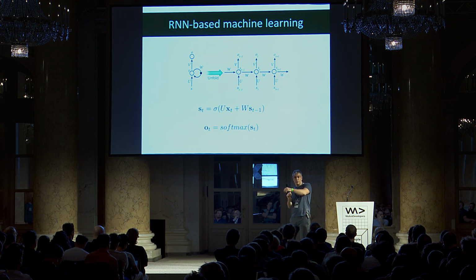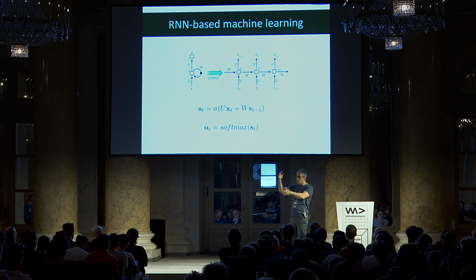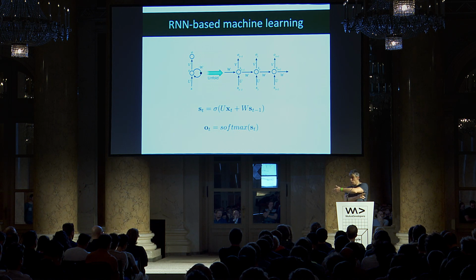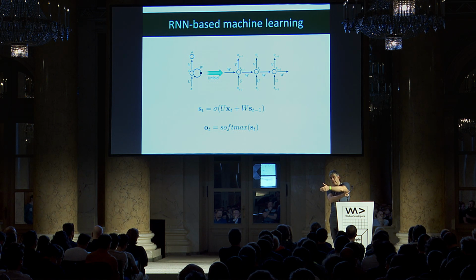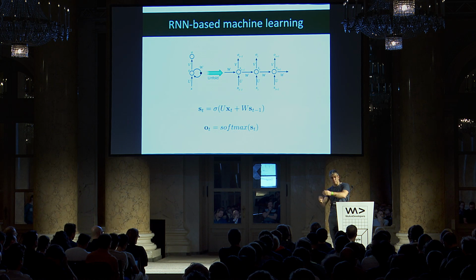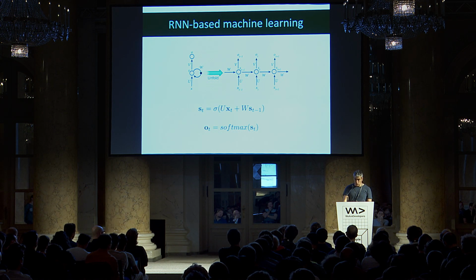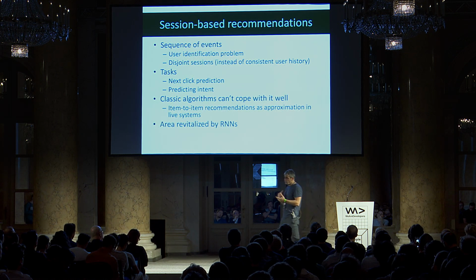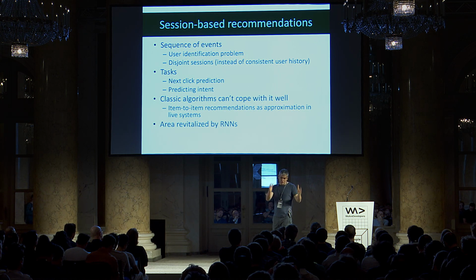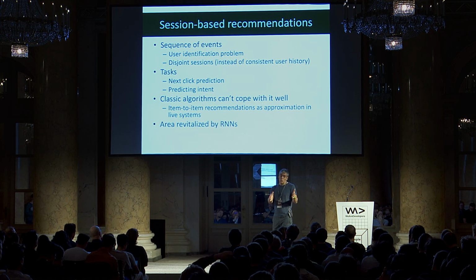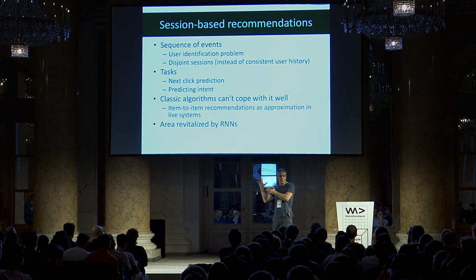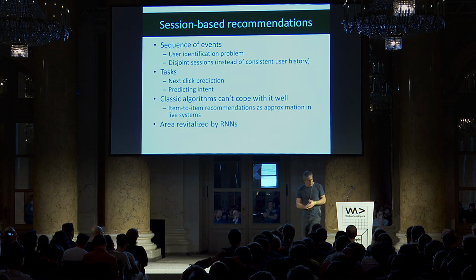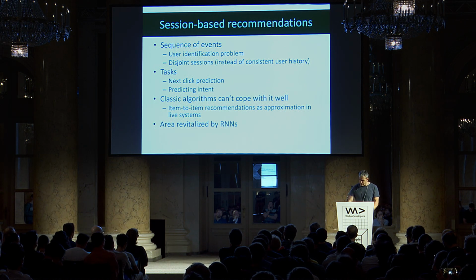And the output of this network is just a function of this hidden state. That makes these networks very, very good in modeling sequential data because they can recognize patterns in sequences. As I mentioned, if you think about traditional recommendation systems or algorithms, they are really, really bad in this kind of task, in modeling sequential data, in modeling sessions. That's why we decided to use recurrent neural networks.